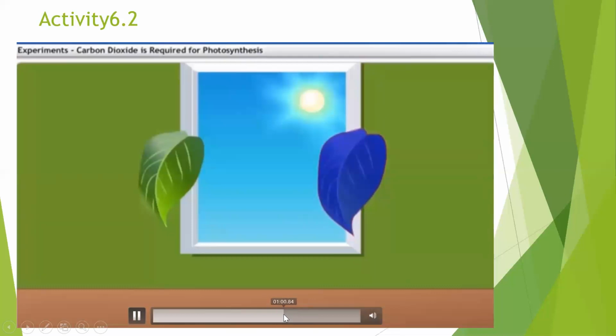remove the green color pigment. How? By boiling it in alcohol. We have to remove its green color chlorophyll by boiling the leaf in alcohol. After that, you have to wash the decolorized leaf in water to remove any chlorophyll which may be sticking to it. After that, you have to pour iodine solution over the leaf and observe the change in color of the leaf. What all things can you see here?